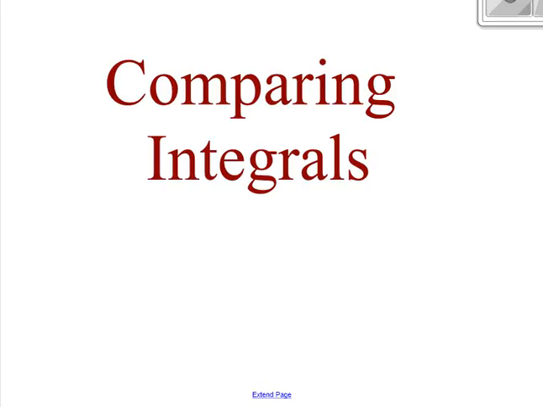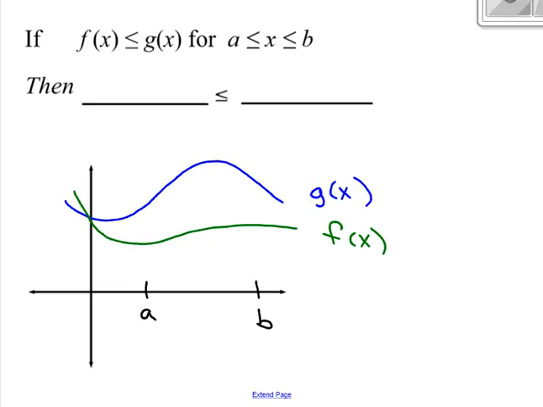And we're going to lastly do some comparing of integrals, and this is going to help us estimate answers. So we're going to take a look here. If f of x is less than g of x, then we know that the integral from a to b of f of x dx has to be less than the integral from a to b of g of x dx. All right, that one's kind of obvious.